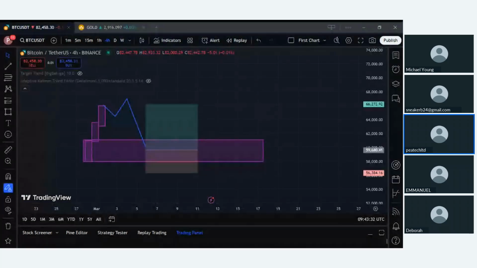So now I want to use a real life example for you. I'm trying to load it up, so hold on.